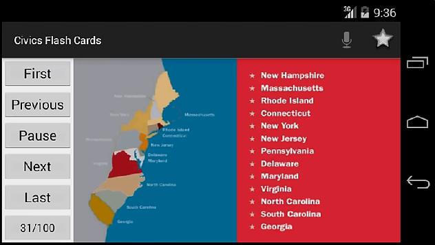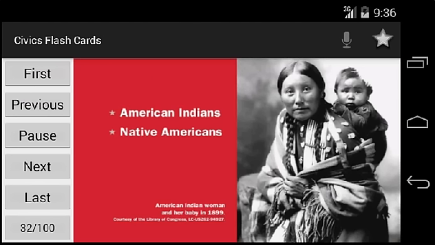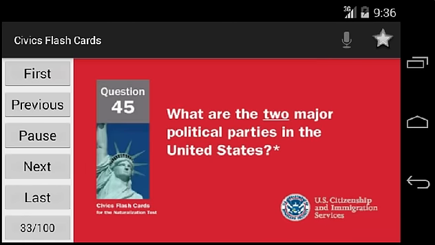Maryland. Virginia. North Carolina. South Carolina. Georgia. Who lived in America before the Europeans arrived? American Indians. Native Americans.